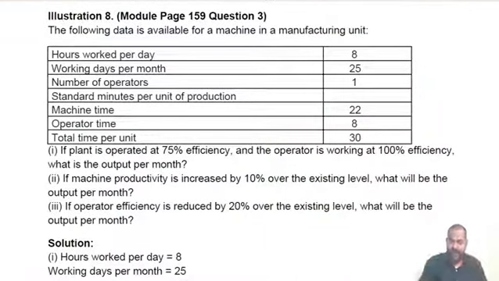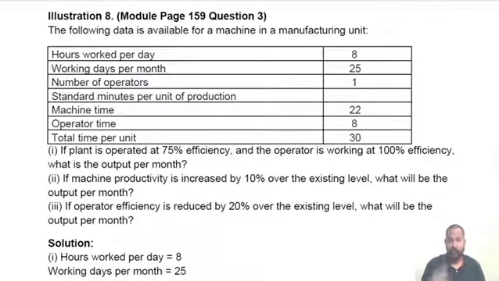Let's come to the next kind of question, which is again on the same efficiency and utilization lines, but a little different. It was wrongly printed in the old module or old material. If it is wrongly printed in yours also, please make the changes. I'm giving you the proper written solution for it. Question number 8. The following data is available for a machine in a manufacturing unit.